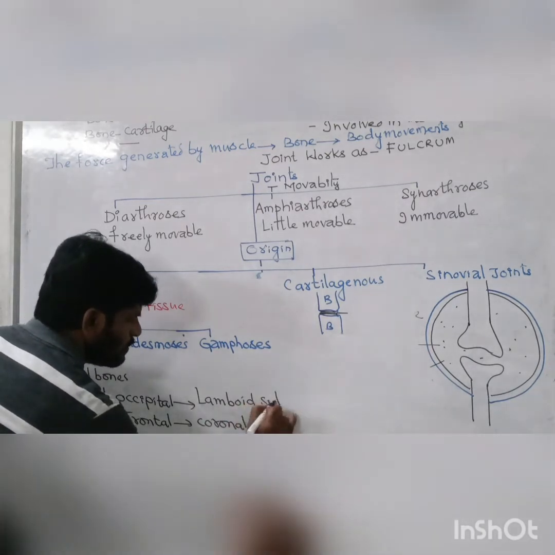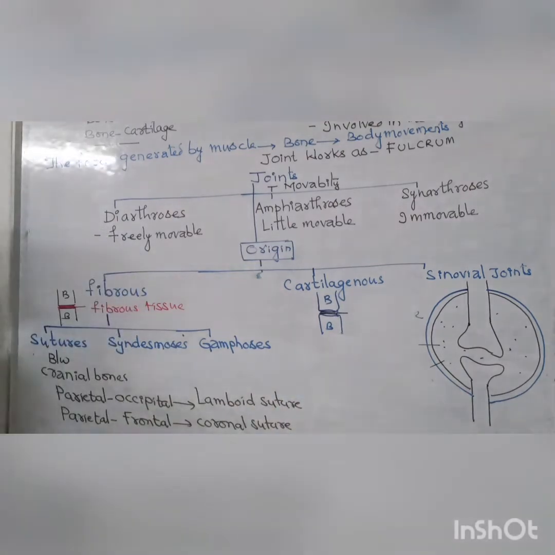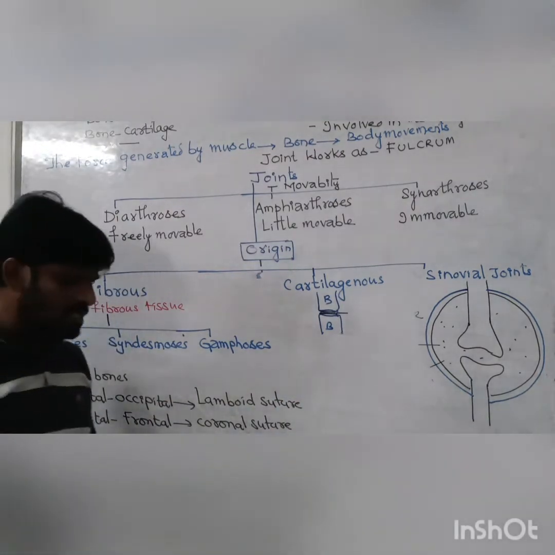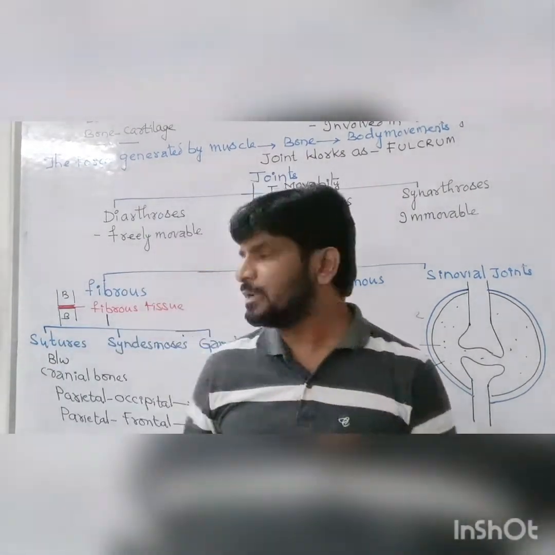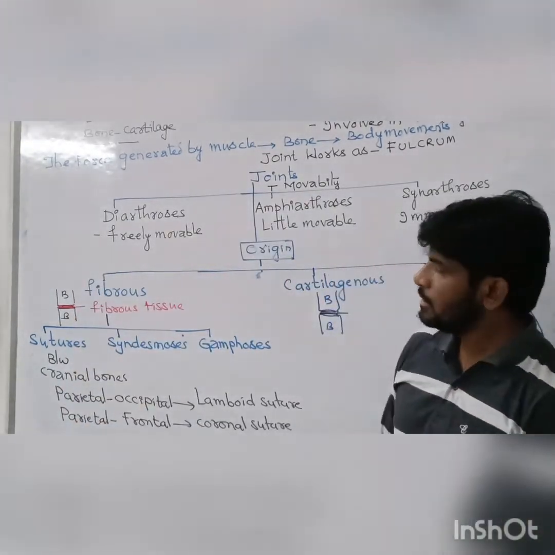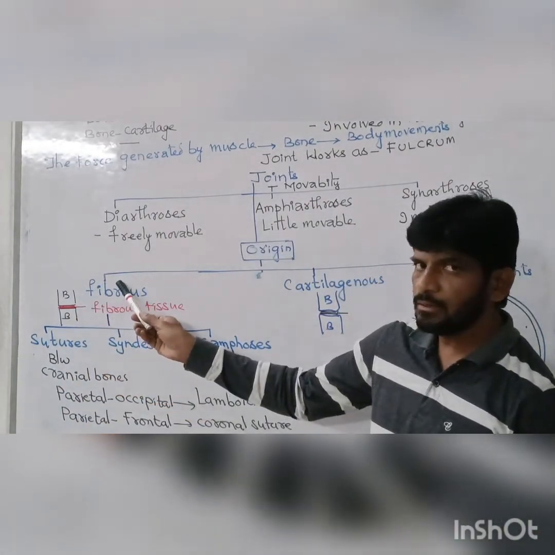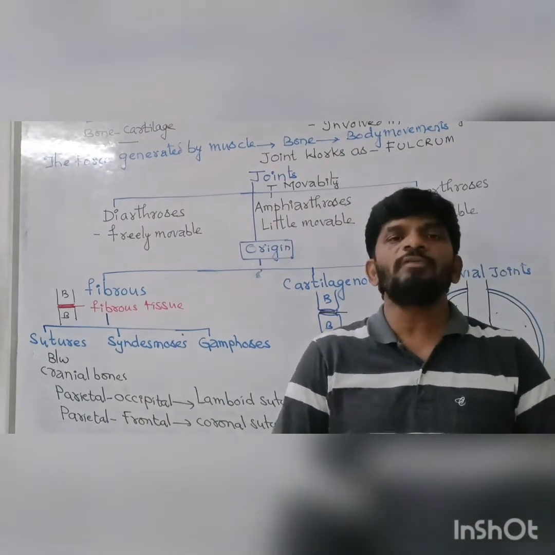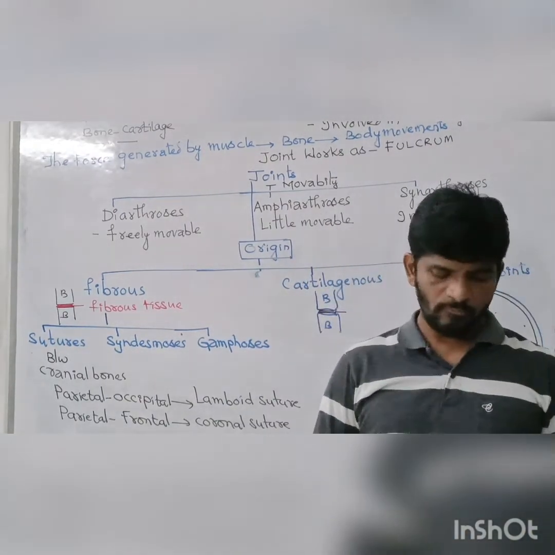Coronal suture and the lambdoid suture. These are some examples of the sutures. Suture is a fibrous joint. Generally, sutures are formed between the two regular cranial bones.